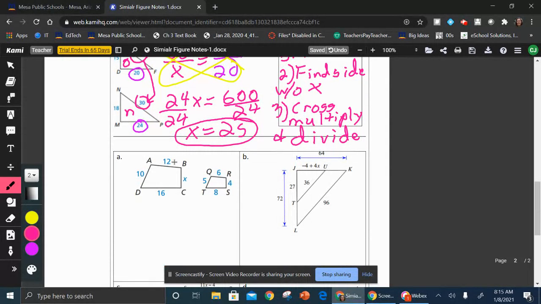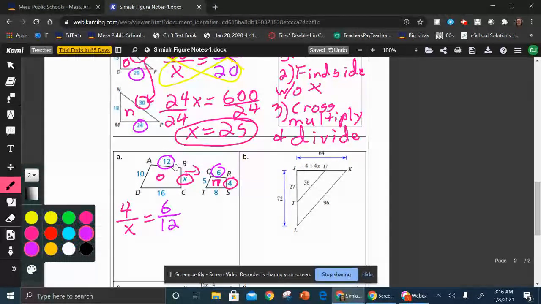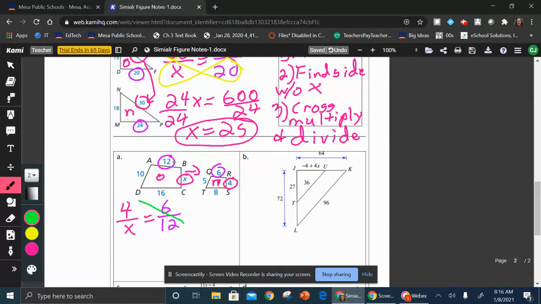Okay, so another example, everybody. Remember, we're going left to right. So you always want to draw the diagrams and label it. Okay, so I find my X. So that's the side BC. So we're going to put RS over BC. So 4 over X. Okay, and then we can pick any side. We're going to pick the top side. So QR over AB, so 6 over 12. We're going to cross multiply and divide again.